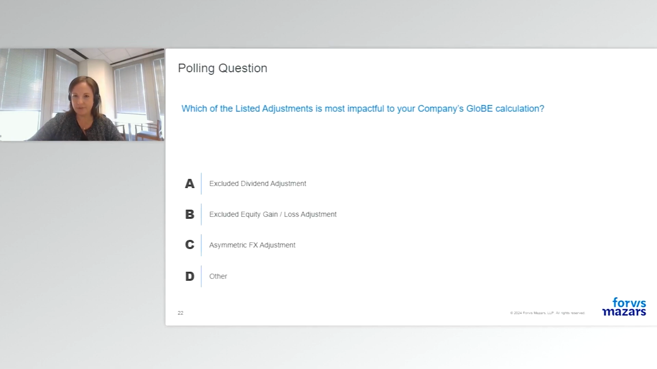Next, we have another polling question. Which of the listed adjustments is most impactful to your company's GloBE calculation? Excluded dividend adjustment, excluded equity gain loss adjustment, asymmetric FX adjustment, or other?